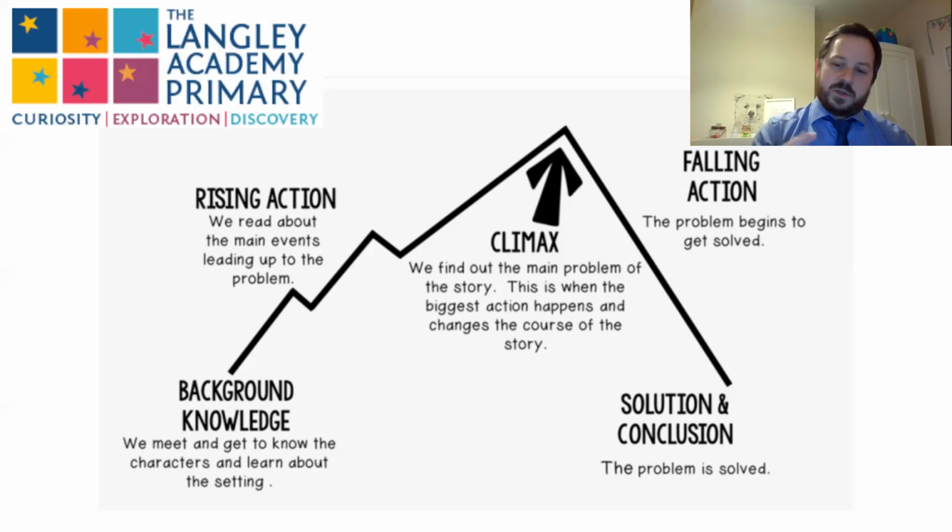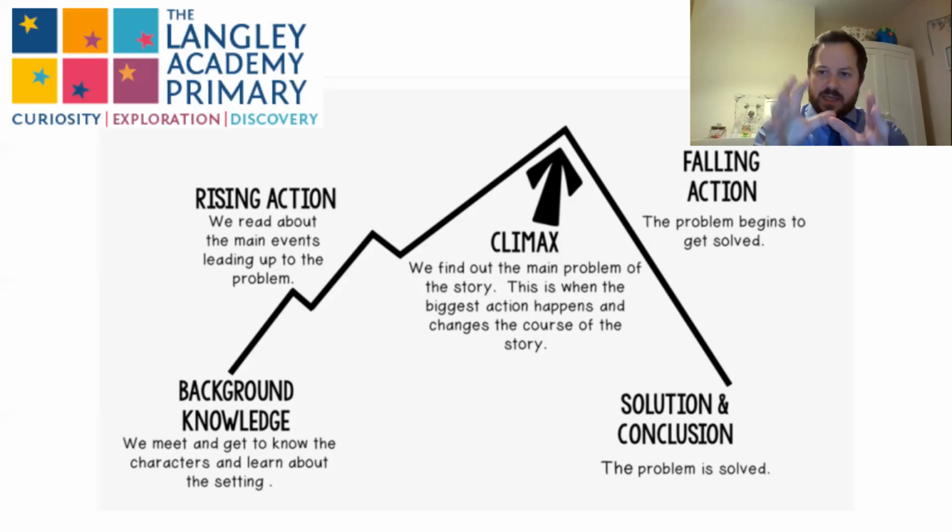And that's where the conclusion, solution, or ending comes in. And it's when the problem is completely solved. It's the end of their quest if they're doing that. It's when they've reached the end of their journey. And it's really important we think about this in these terms.